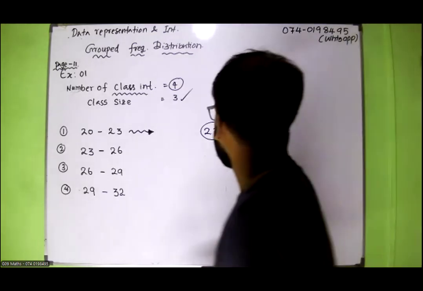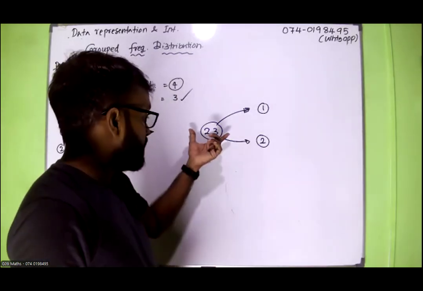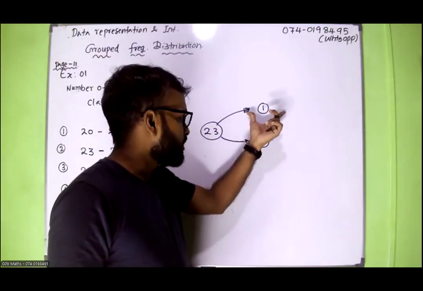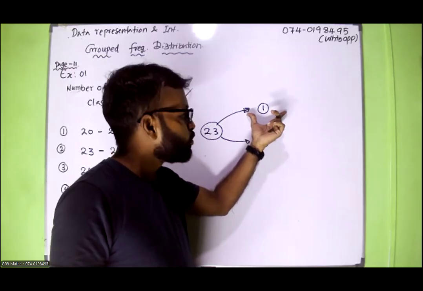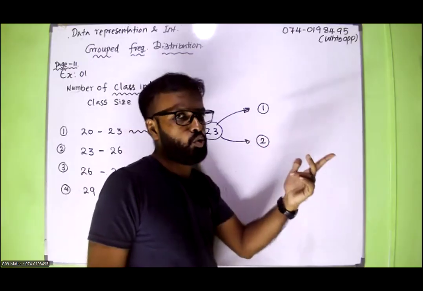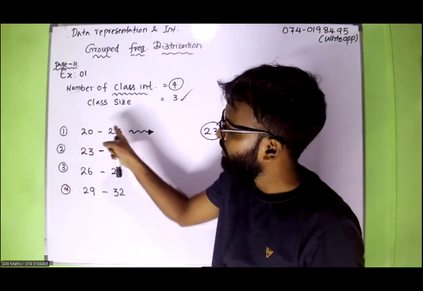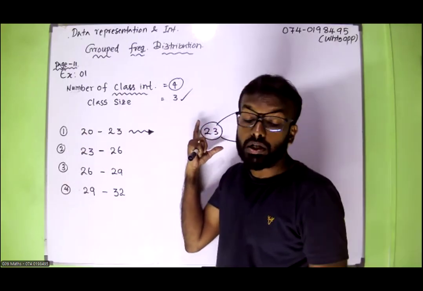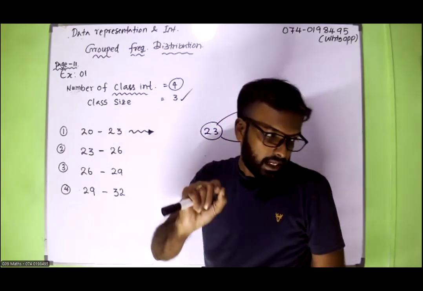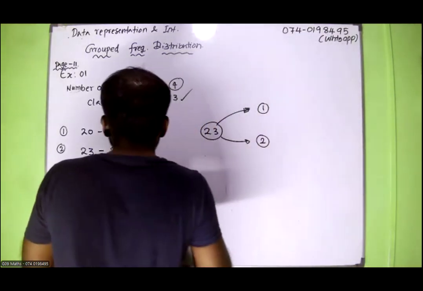Right, okay. So what I was telling you right before the break, I was asking you guys whether this data point 23 belongs to the number 1 class interval or number 2. This one or this one. Most of you said this 23 data point is related to this one. Yes, that is correct.